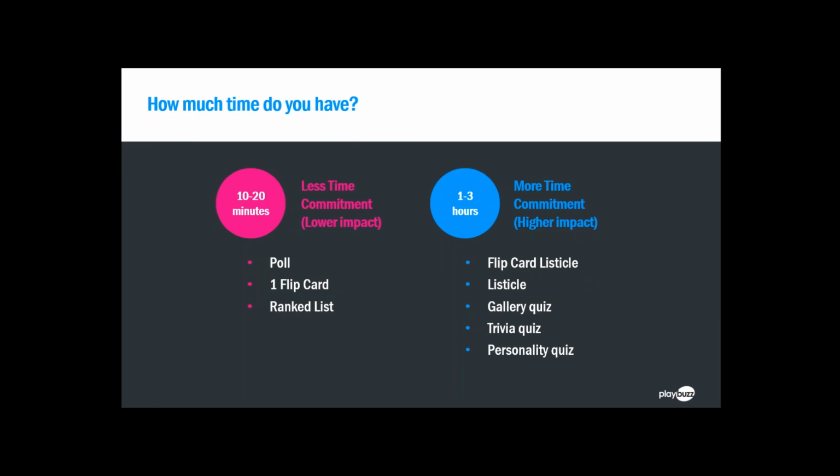So if you want to spend up to 20 minutes of creation time, you can take a poll, a one Flipcard, or a ranked list, which take less time to create. Or you can decide that you want to spend 1 hour to 3 hours creating the item and go for a long Flipcard listicle, regular listicle, or a full quiz, and then you can expect a higher impact, especially when we're talking about shares.